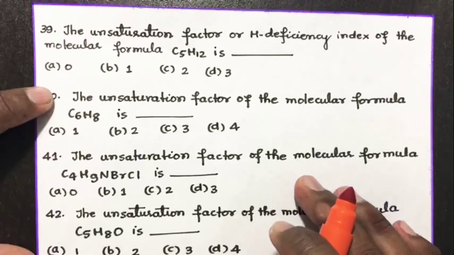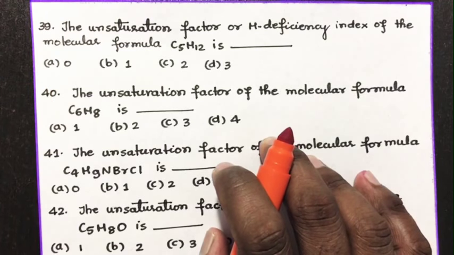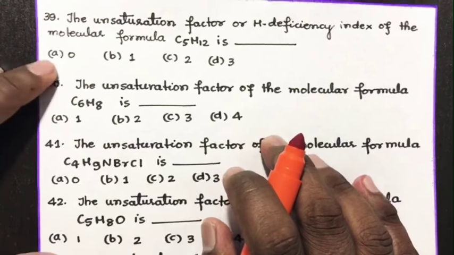Now these are the questions from the degree of unsaturation, and we know that degree of unsaturation is also called the hydrogen deficiency index or double bond equivalence. All are used for the same thing.